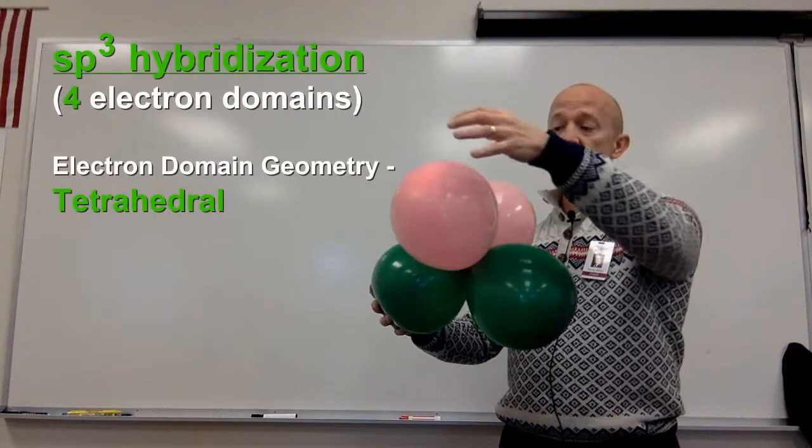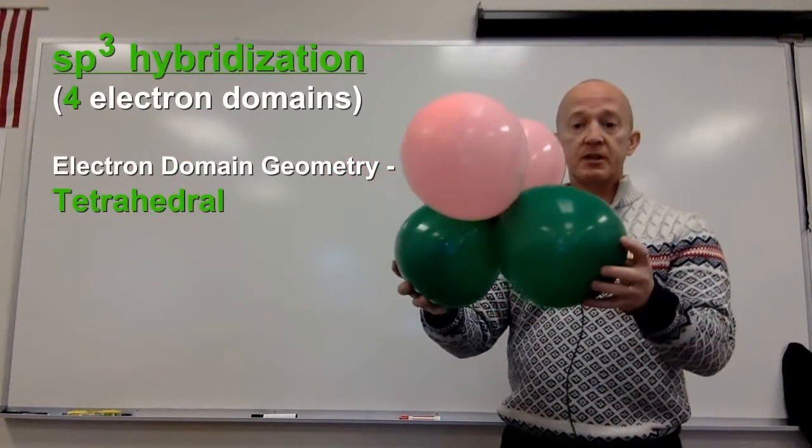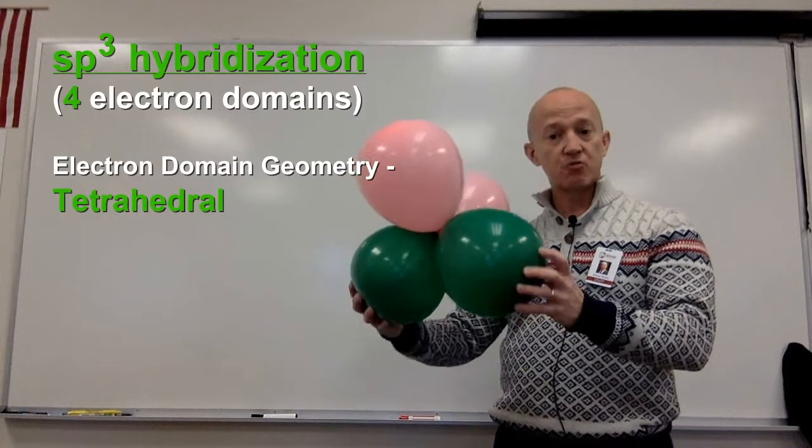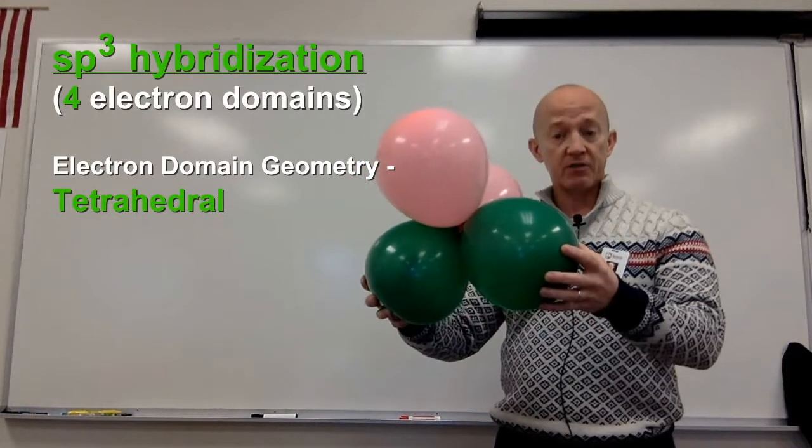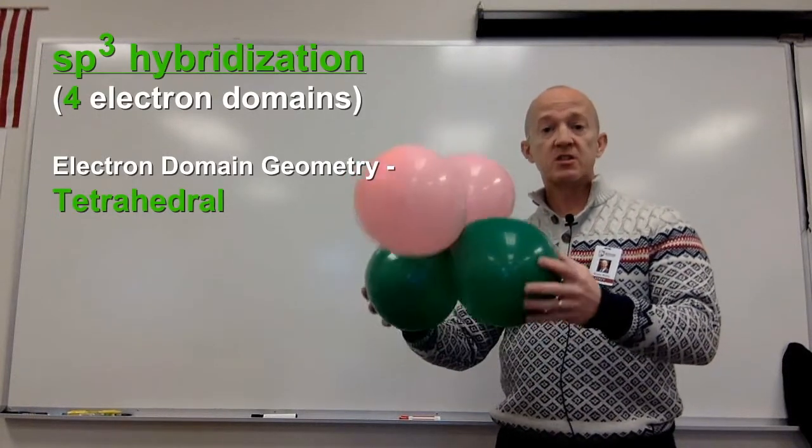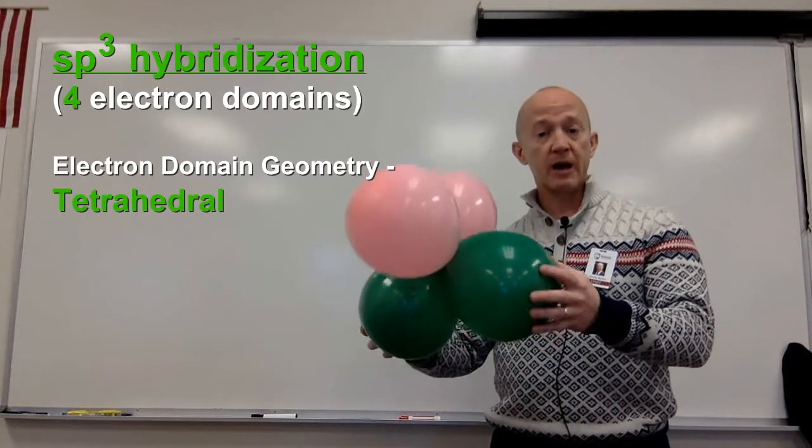You can see that since it has 4 regions of electron density, we have that tetrahedral shape, even though only 2 of the pairs of electrons are involved in bonding. This is still what we call sp3 hybridization.